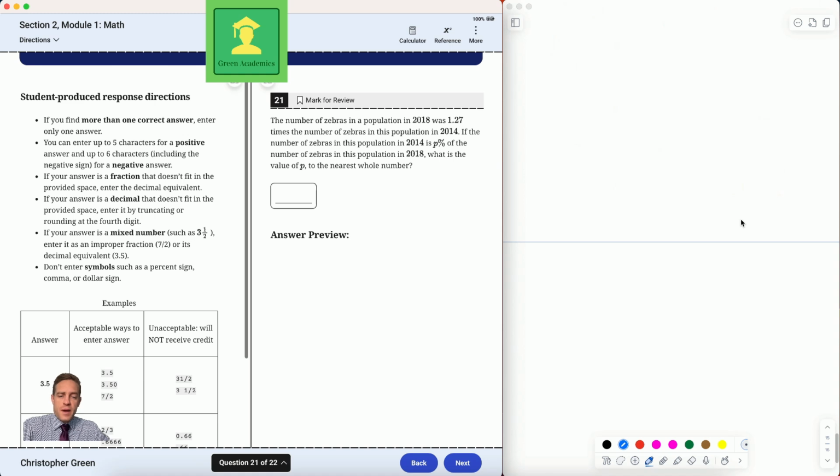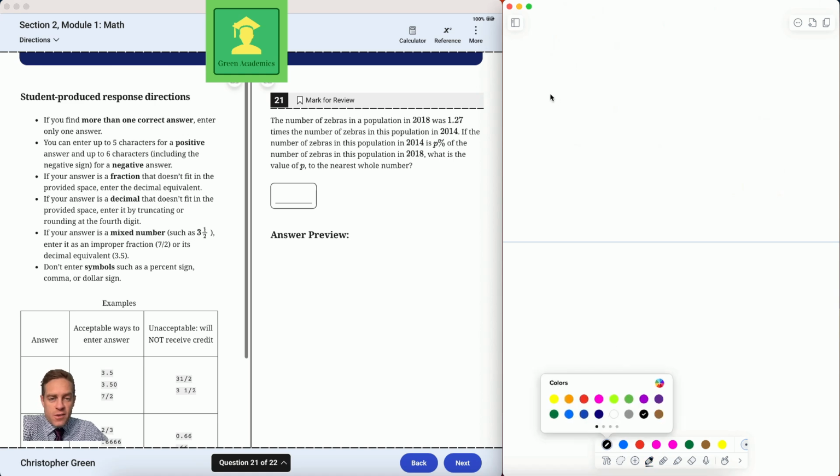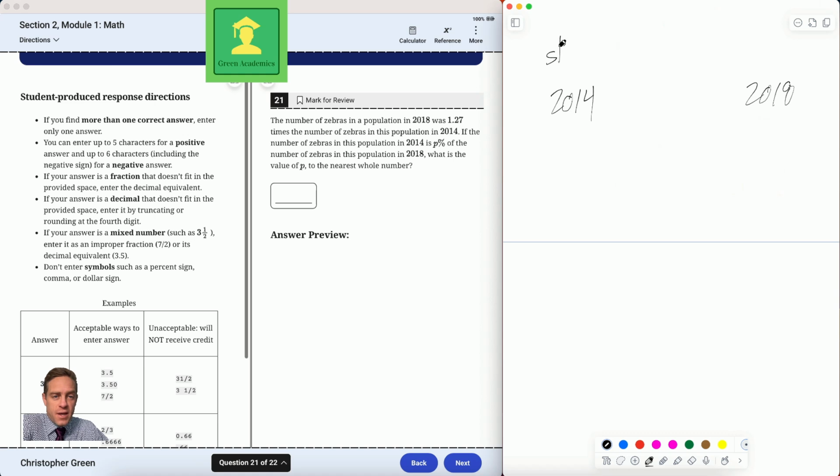The number of zebras in the population in 2018 was 1.27 times the number of zebras in this population in 2014. If the number of zebras in this population in 2014 is p% of the number of zebras in the population in 2018, what is the value of p to the nearest whole number? A lot of people would accidentally write this one backwards, but make sure to label what's what. So it's 2014 to 2018, kind of like start to end. So when you say the 2018 was 1.27 times the starting.